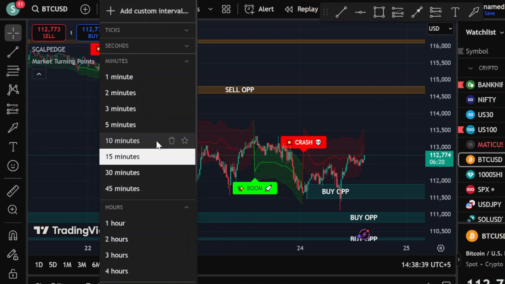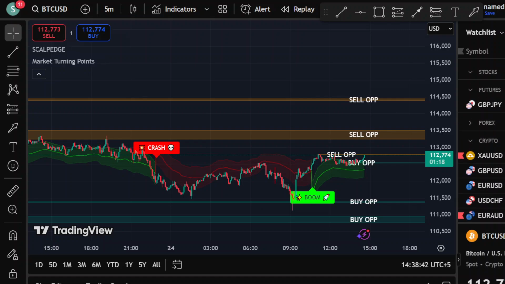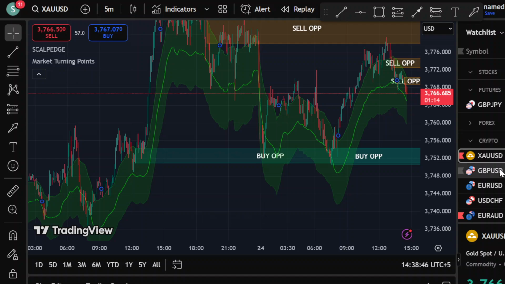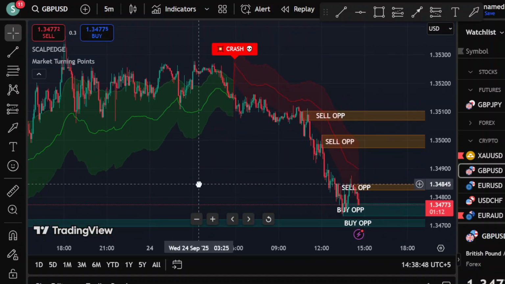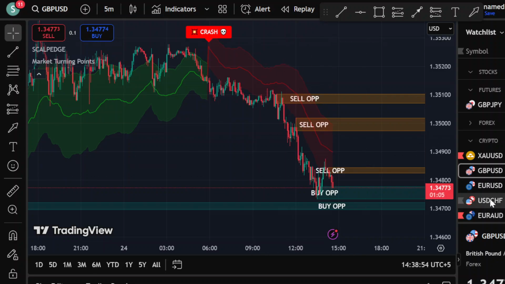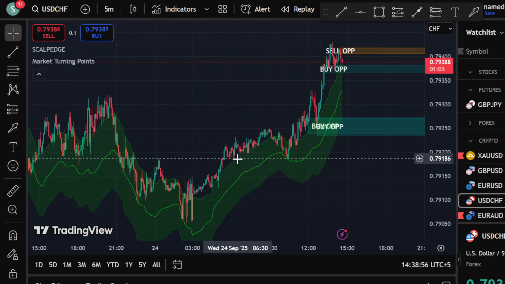Similarly, you can use this indicator even on the 5-minute time frame. Let me go to any pair. Now just look at that: crash signal, the confirmation from the Market Turning Points indicator, sell opportunity, and then see the price. This is how this indicator works.